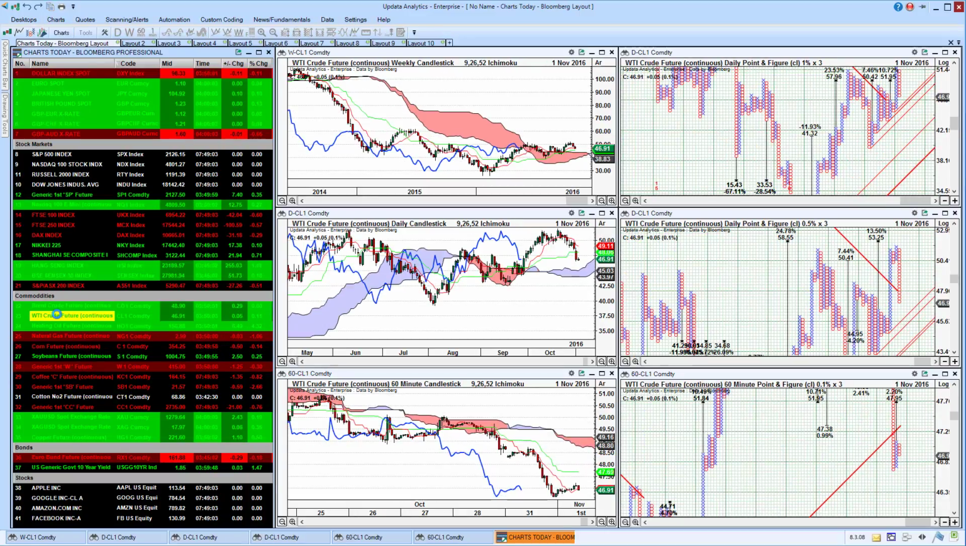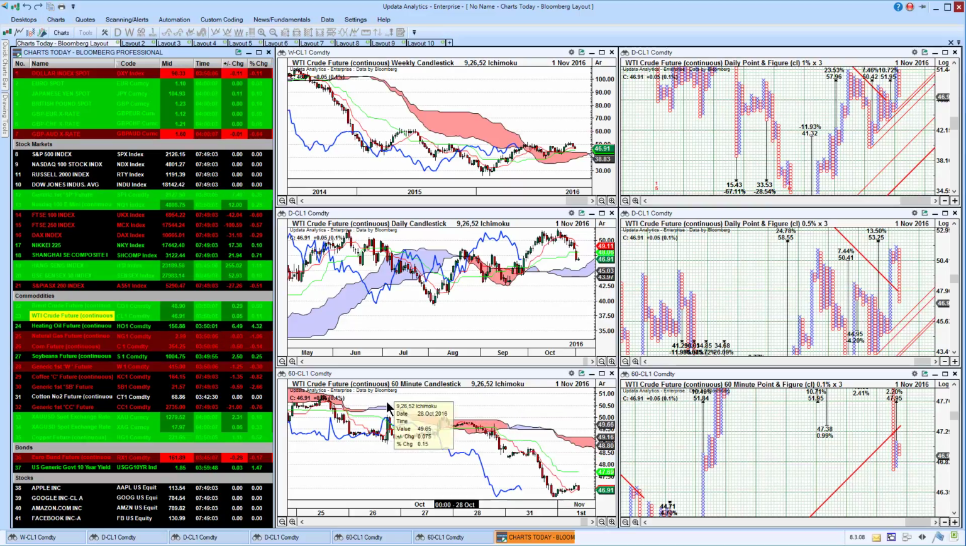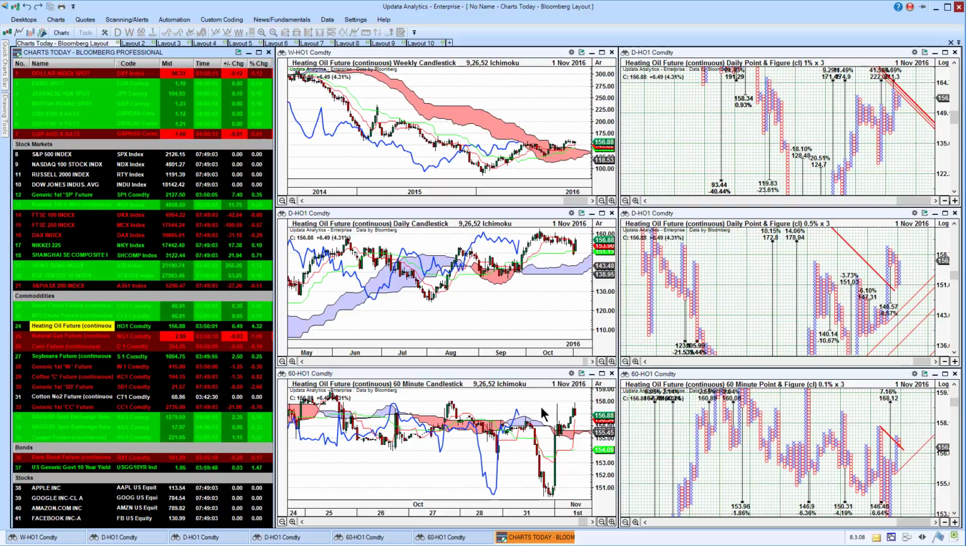WTI, we don't have quite the same downside target yet, but that is also looking pretty bearish below the cloud. The seasonal weakness is now kicking in, and much the same for heating oil, except that this is looking a little bit more bullish in the short term, just moving above the cloud. So it normally follows crude very strongly, but heating oil is just showing a little bit more strength.